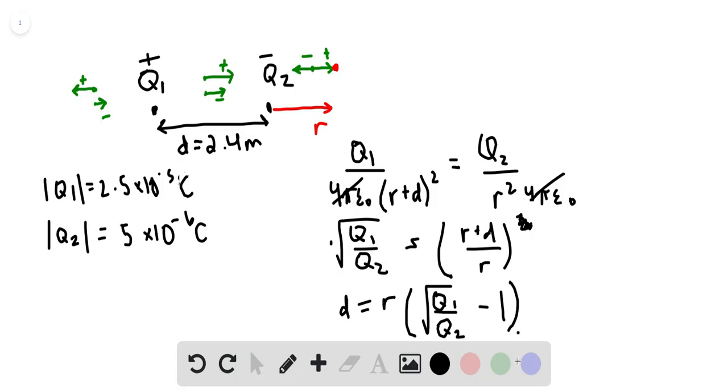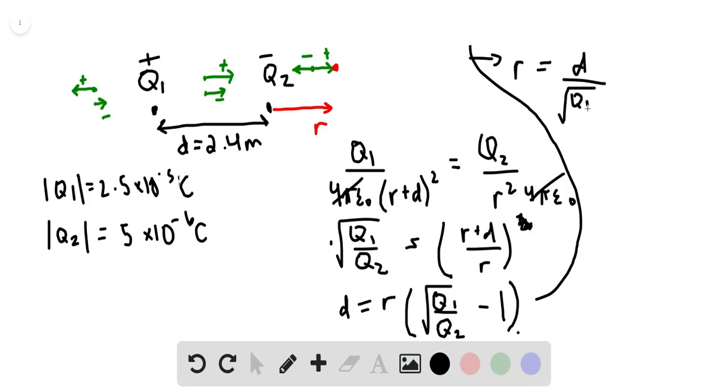Okay, and then r is d divided by this. So I guess I did show you one little step of algebra. Okay, that arrow got carried away. So r is equal to d over the square root of Q1 over Q2. Sorry for that fraction. Okay, so d is 2.4, and then these are our Q1 and Q2. And so when I plug that into a calculator, I got 1.94 meters, which is at least on the length scale of the problem.